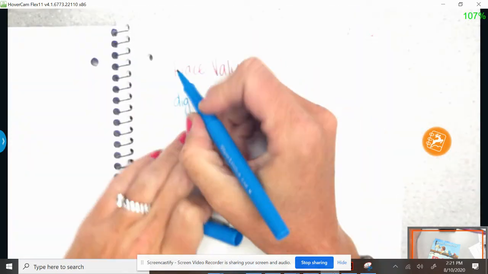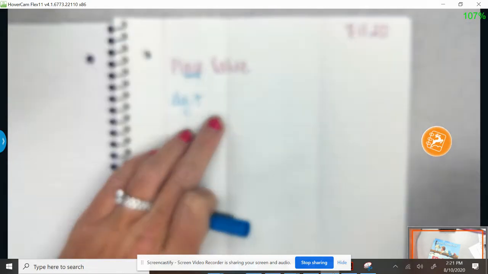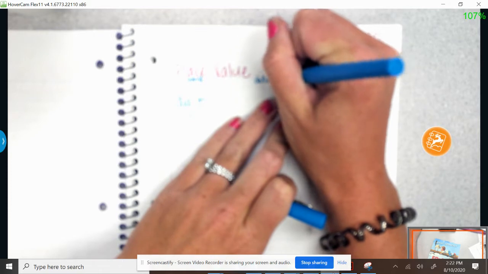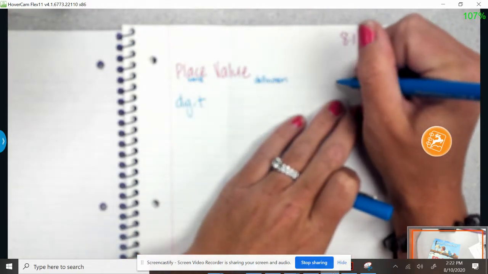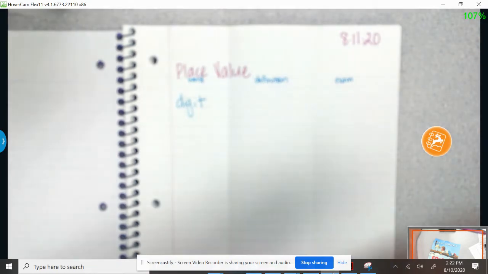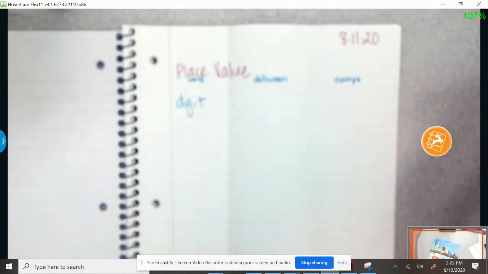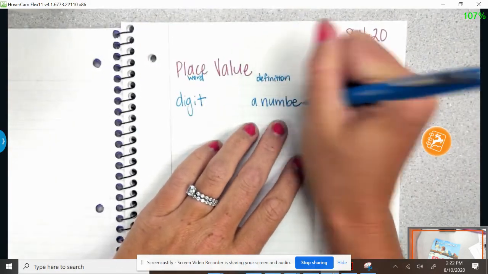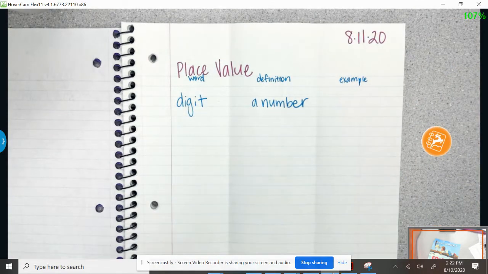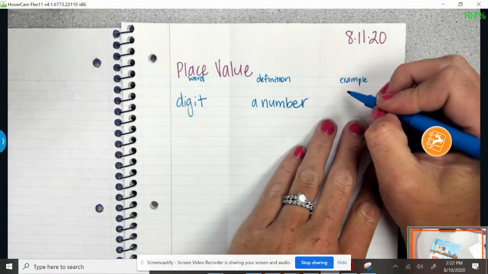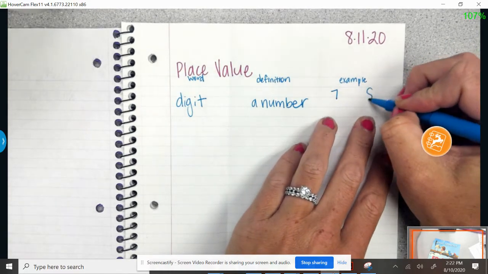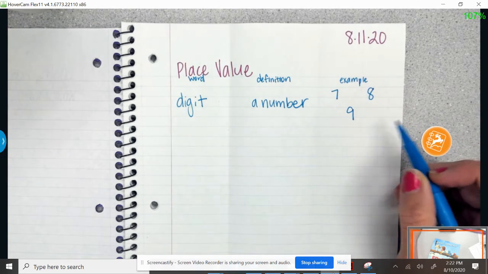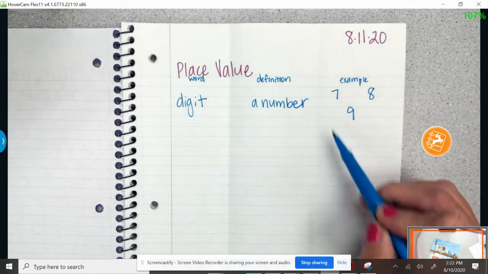So we're going to put our word in the first column, and we're going to put the definition in the second column, and an example in the third column. Okay, so digit. Digit is a number. Any number by itself is a digit. So we have the digit 7, we have the digit 8, we have a digit 9. So numbers 0 through 9 are all digits when they're by themselves.